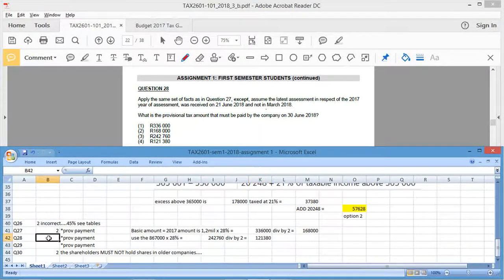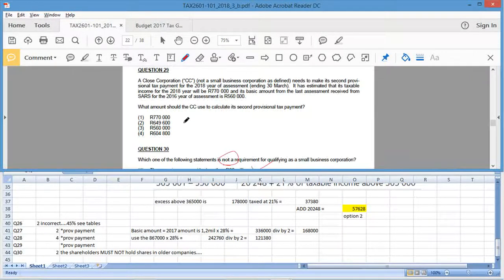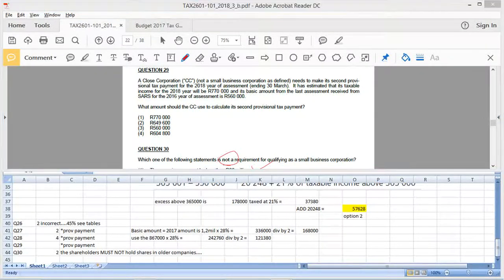So option 4. And then the final question, question 29: a closed corporation, not an SBC, needs to make a second provisional tax payment for the 2018 year of assessment ending March. It is estimated that the taxable income for the 2018 year will be that, and its basic amount from the last assessment received from SARS for the 2016 year of assessment is that. So obviously I'm going to be using the 2018 estimate, but remember, that's the second provisional tax payment. So just be careful with that.